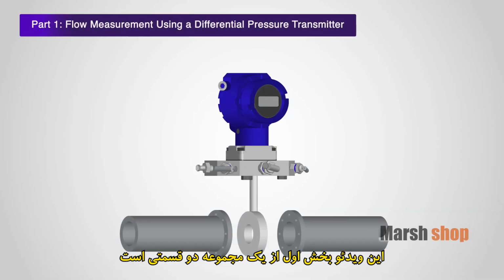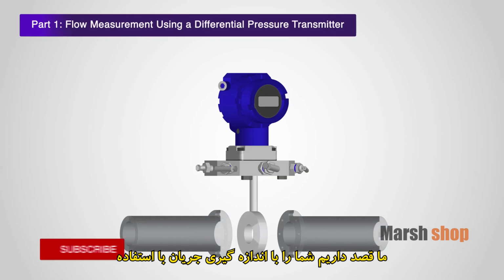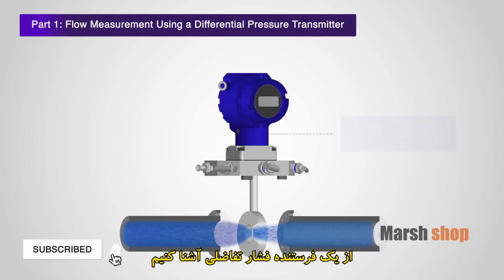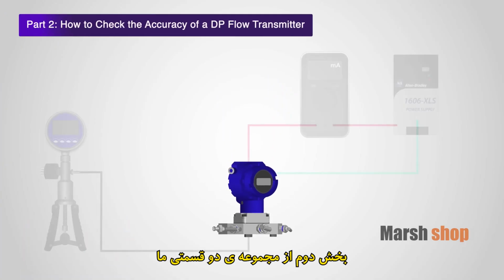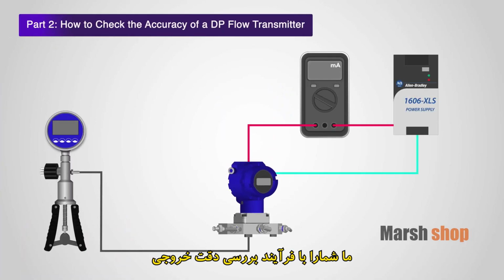In this first video of a two-part series, we're going to introduce you to flow measurement using a differential pressure transmitter. The second part of our two-part series will take you through the process of checking the output accuracy of a differential pressure flow transmitter and show you how to recalibrate it if necessary.